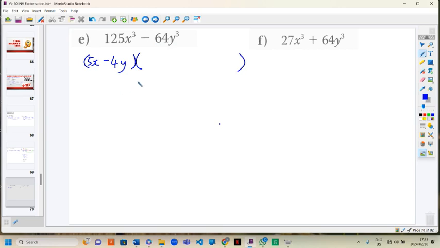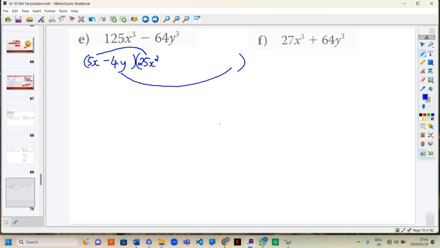Awesome stuff. So now what times 5x is going to give me 125x cubed? What times 5 is going to give me 125? 25. Very good. And what times x is going to give me x cubed? X squared. Awesome stuff. Now let's do the last two terms.